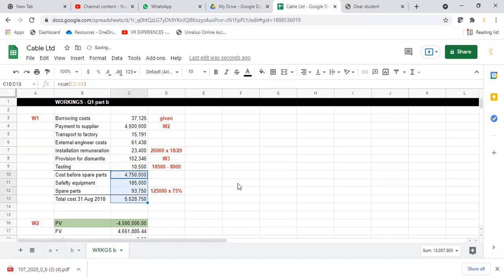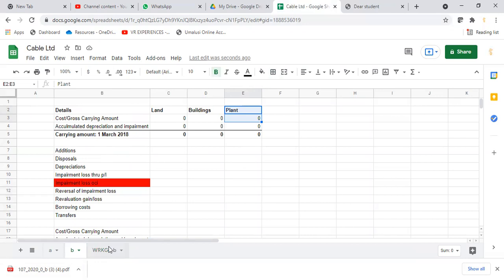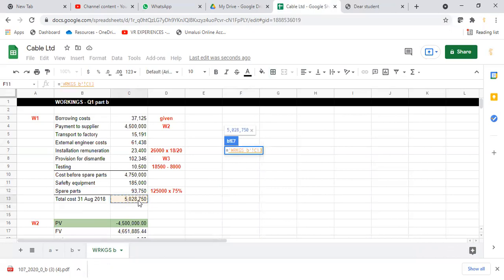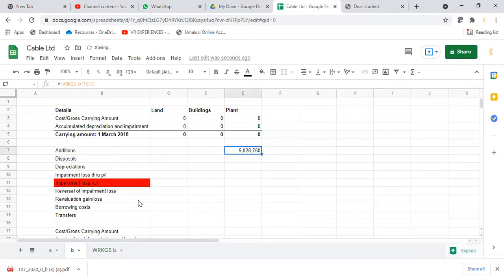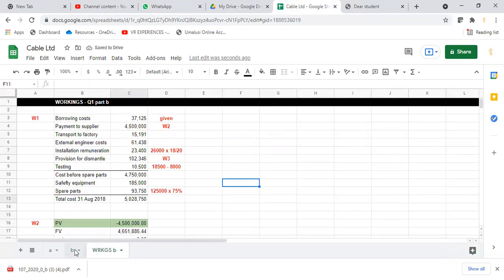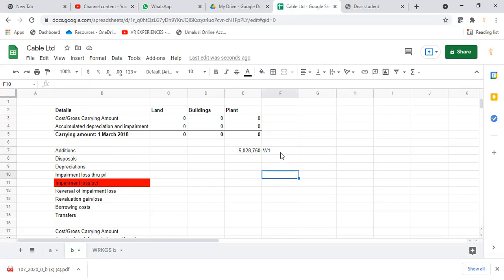Remember, there's more happening in the scenario, but for now, go plug in as is. Because what they're going to mark is this. They're not going to mark your workings. So if there's nothing in here, you're going to get 0. So all we're going to do is plug it in. There may be more additions, but so far, this is the one addition that we have. One of them is at 5028. So therefore, we're going to go and plug it in.